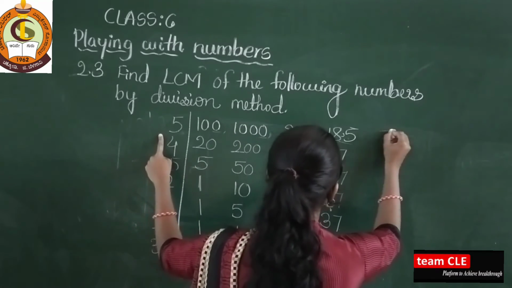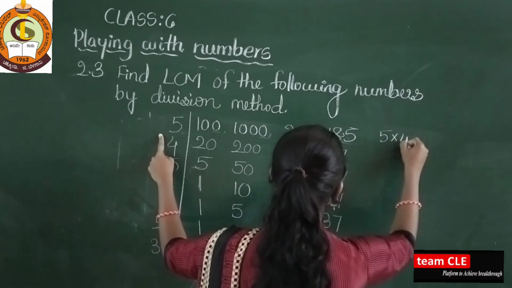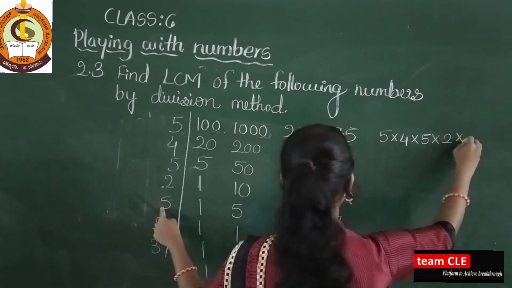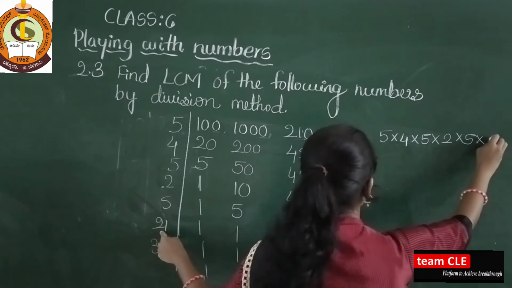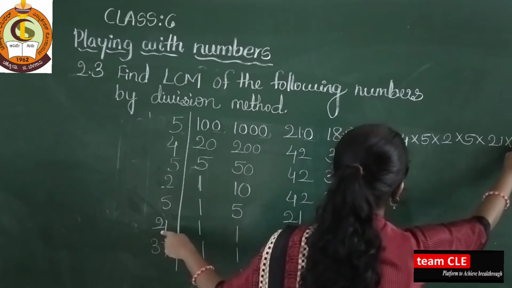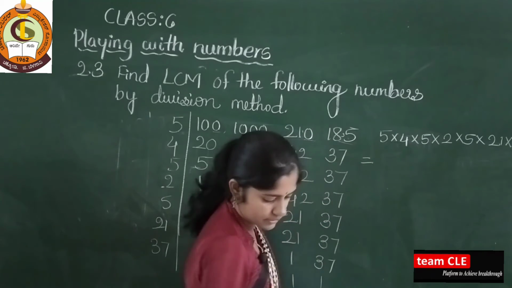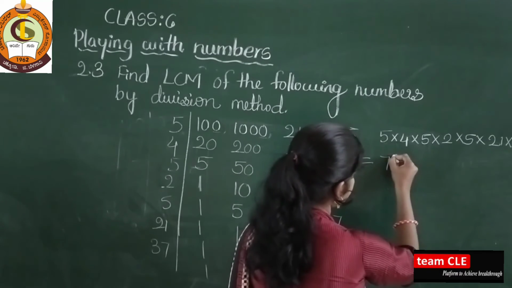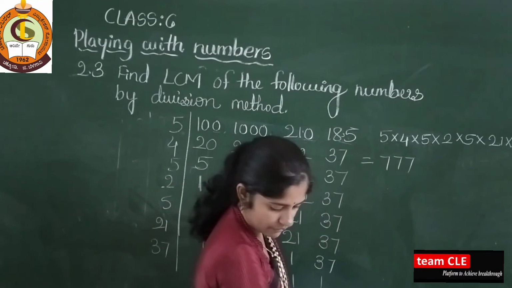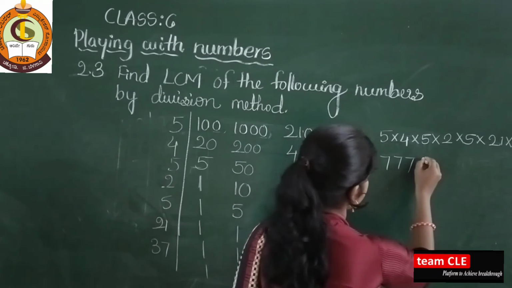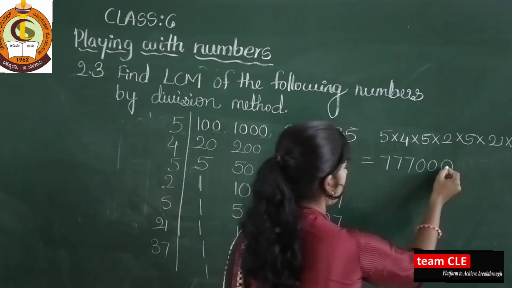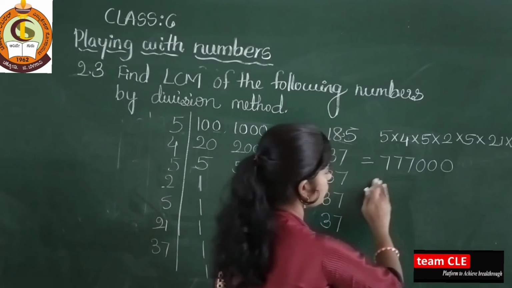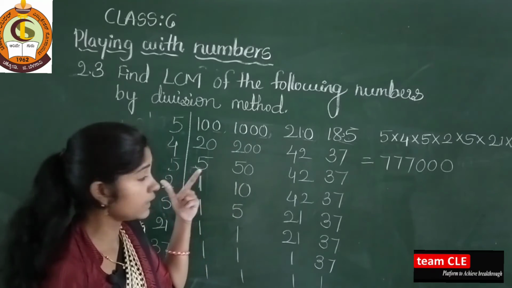Next I need to multiply these numbers: 5 into 4 into 5 into 2, next 5, next 21, next 37. So multiply these numbers. By multiplying, I will get the answer: ones, tens, hundreds, thousands, ten thousands, lakh. 7,77,000 is the LCM of these numbers.